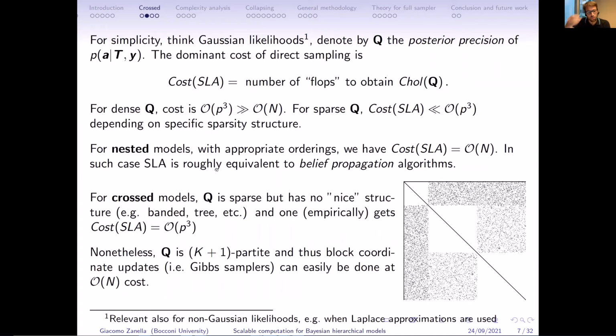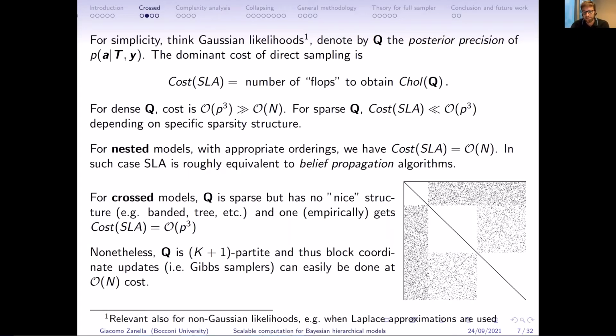On the contrary, when you have a cross model, you typically have a sparse Q matrix, meaning that for a lot of combinations of categorical factors, you have no data. So basically you have a non-zero term in the Q matrix when you get a data point, because factors are a priori independent and the dependence comes from the likelihood.